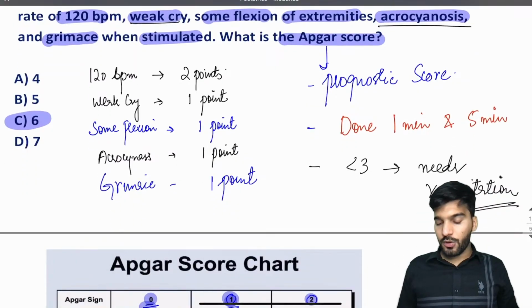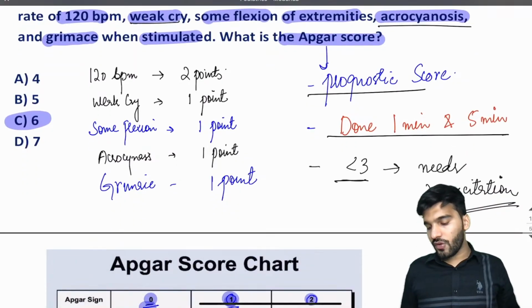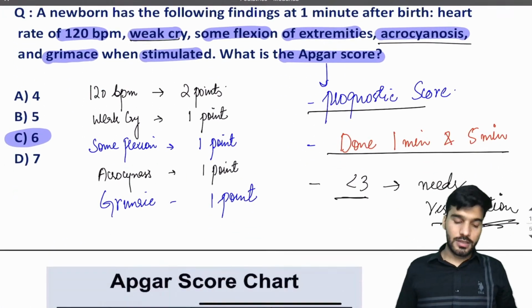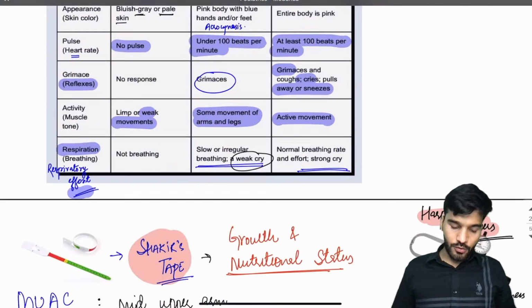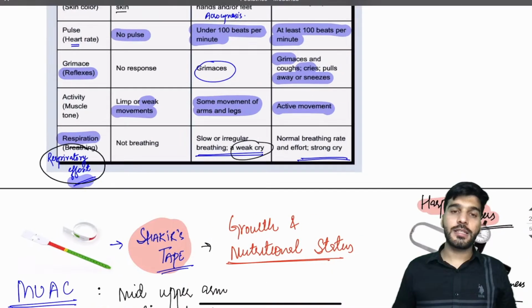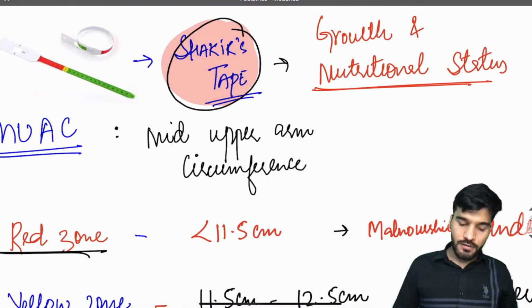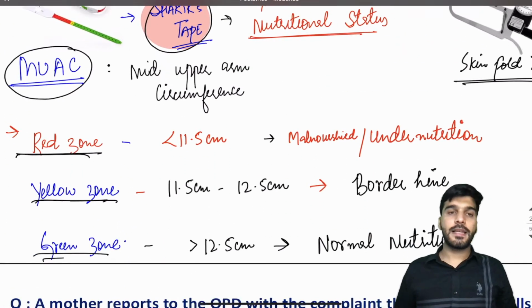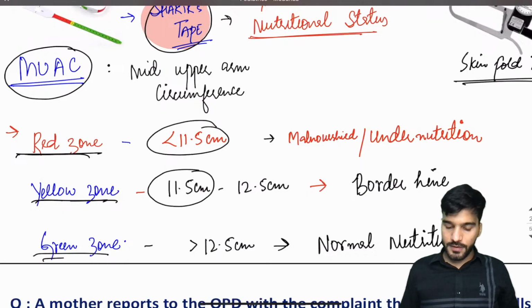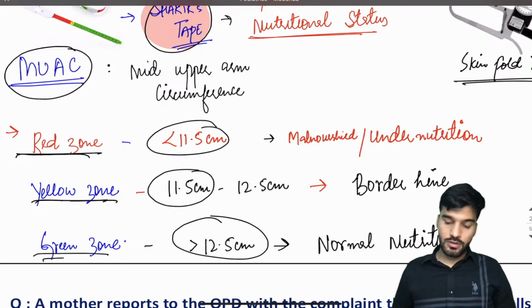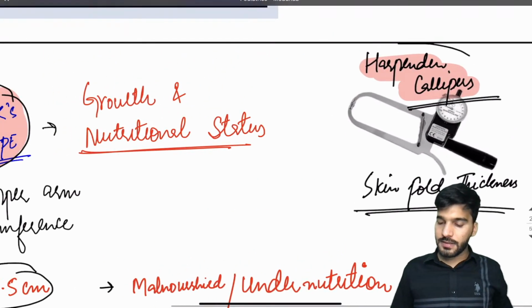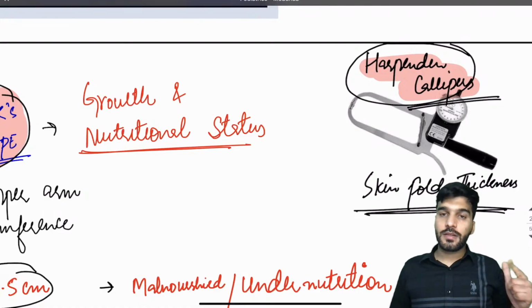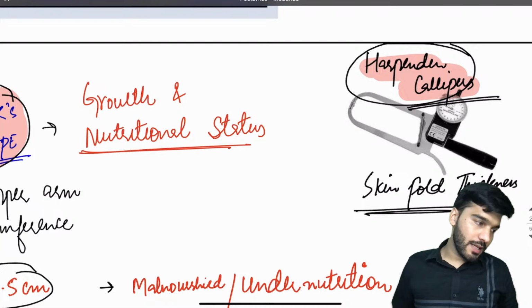Apgar score is a prognostic score done at 1 minute and 5 minutes. If less than 3, the baby needs resuscitation. The data was given and the Apgar score calculated was 6. Remember, in the Apgar score it is respiratory effort, not respiratory rate. We have the Shakir strip, mid-upper arm circumference, with three zones, red, yellow and green: less than 11.5 is red, 11.5 to 12.5 is yellow, more than 12.5 is green zone. And Harpenden's calipers measure the skin fold thickness, usually at 4 sites: biceps, triceps, subscapular area.